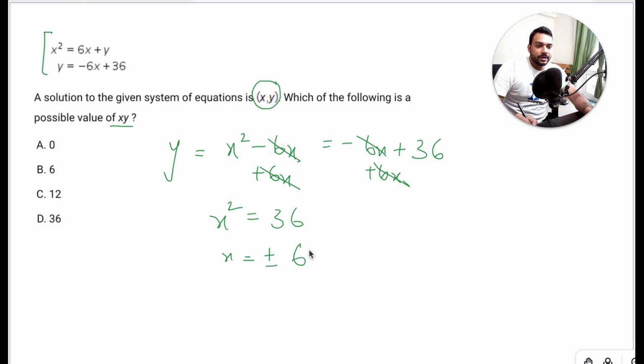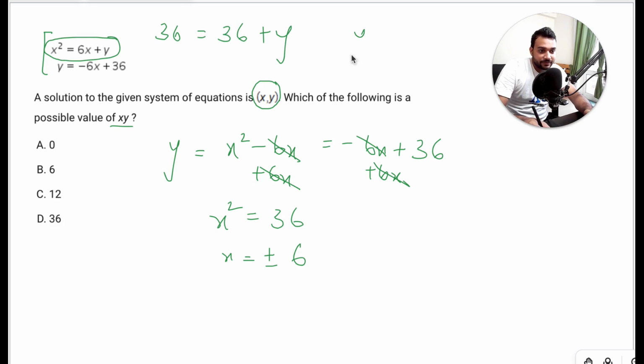Let's check. For plus 6, x is equal to plus 6, what would y be? In the first equation, if you put 6, it's 36 is equal to 36 plus y. y is 0. So one possible value of this multiplication could be 0 because y is 0.